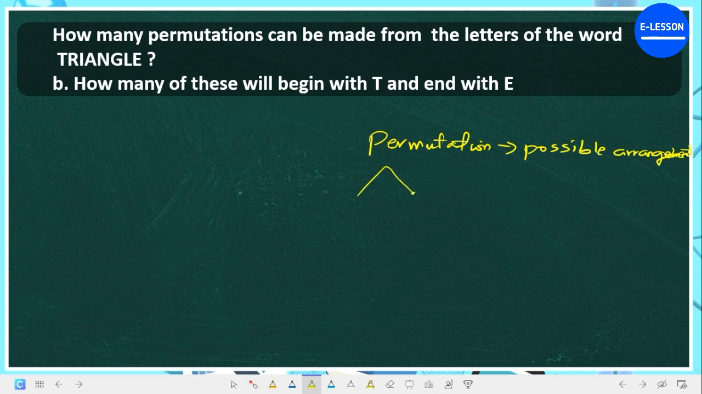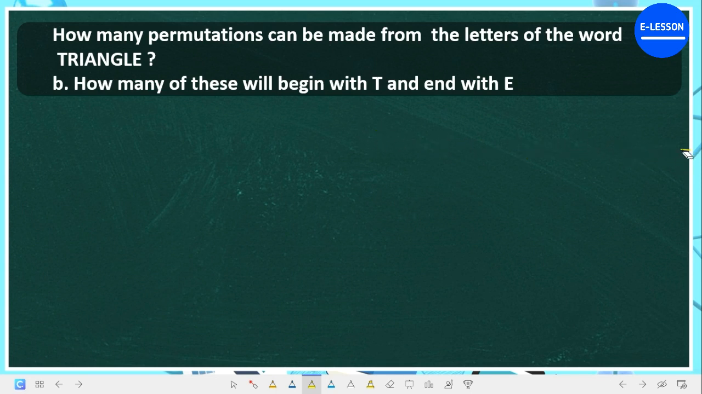Let's say this is a room and you have 10 boys. In what way can these boys be arranged? That is what permutation is all about. It talks about the number of arrangements of the objects given. In how many ways can those objects be arranged? Okay, simple.